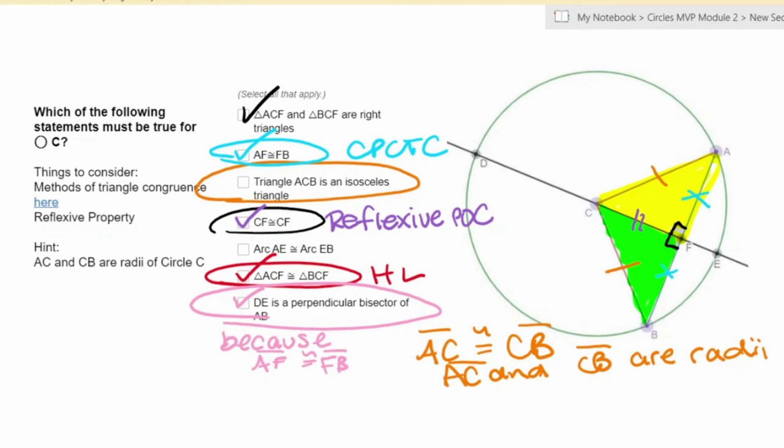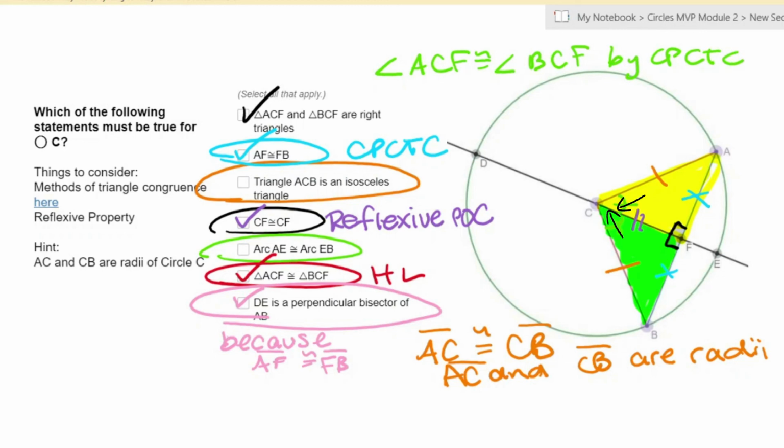All right, now we've just got one more thing to look at. The last thing to think about is the part that says arc AE is congruent to arc EB. Well, we're going to break this one down by looking at each of those congruent angles I marked on the image. Those angles are congruent by CPCTC. We're just saying because the triangles are congruent, their corresponding parts are congruent.